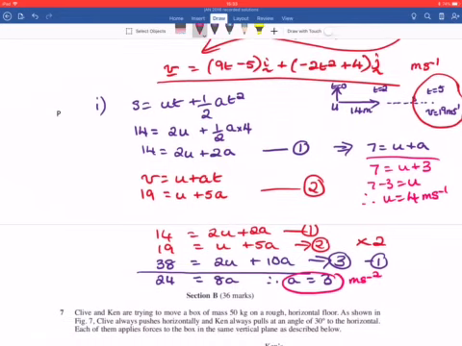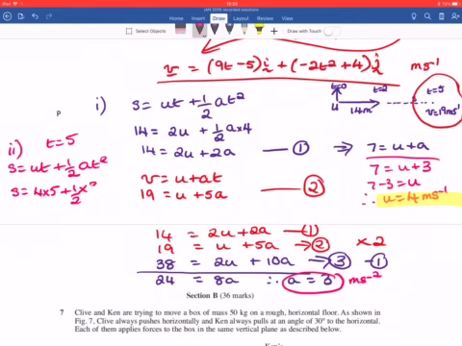Part 2. s equals ut plus a half at squared at time 5. So we know that u is 3 from this here. No, u is 4. Talking rubbish. So u is 4 times 5 plus a half times a, and a is 3, times 5 squared, which is 20, plus a half times 3 times 25, and you should get 57.5 metres.